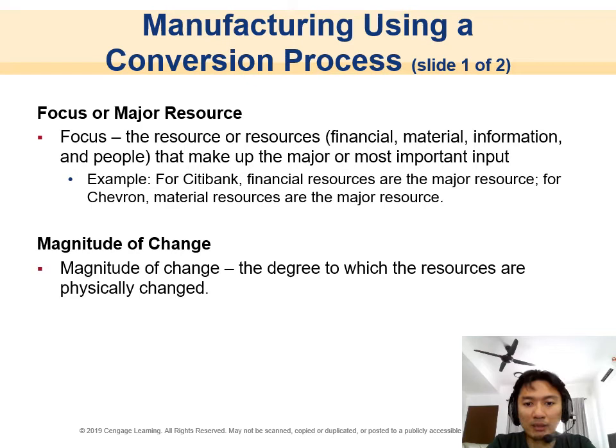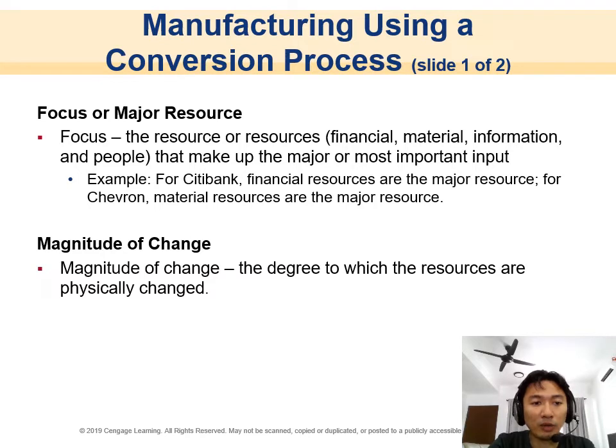Okay guys, we are still in the manufacturing process and also in the conversion process. Remember, conversion is changing. The conversion of resources into products or services can be described in at least three ways. The first one is focus, number two, magnitude of change, number three, number of production processes. Focus first. The focus of a conversion process refers to the resources that comprise the major or most important input. The resources are normally financial, material, information, and people.